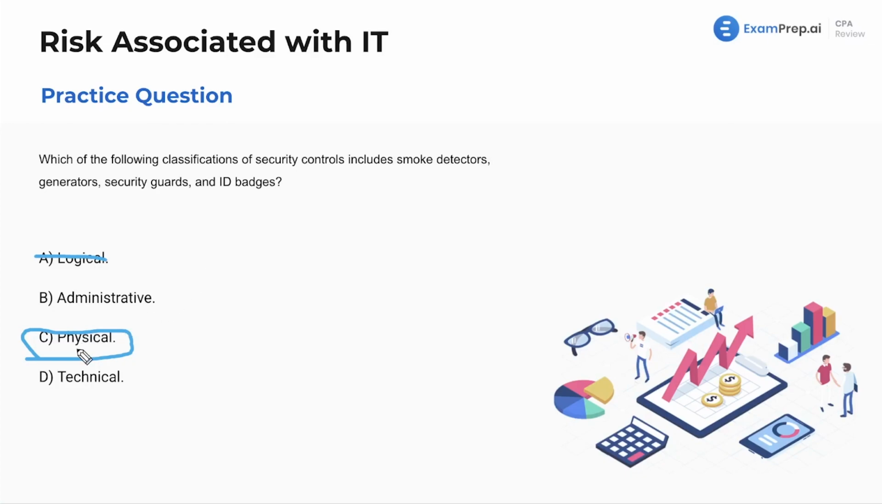Administrative and technical, not going to be anything here. Technical could be more computer IT related. Administrative might be something within the secretaries or within the executive level. But this is physical, right? These are all physical items that help you with your business continuation to prevent any unauthorized usage. Final answer, letter C.